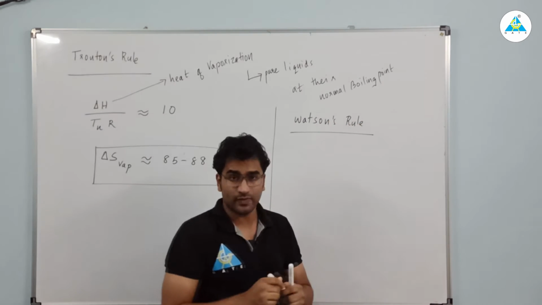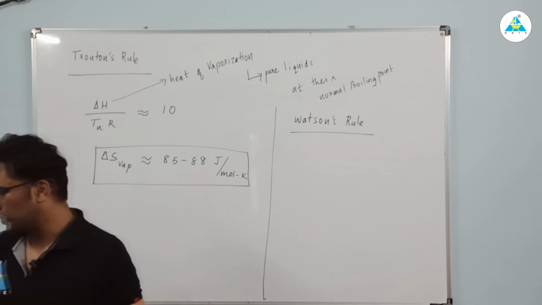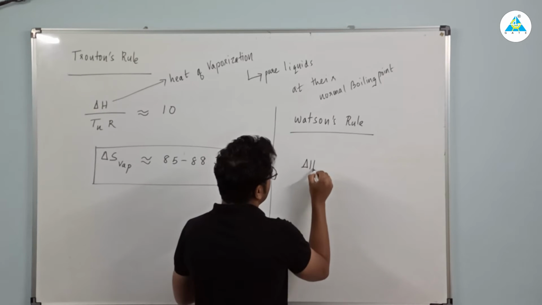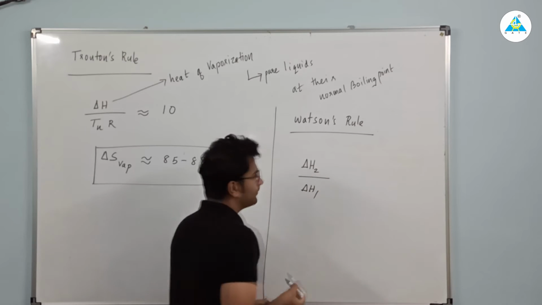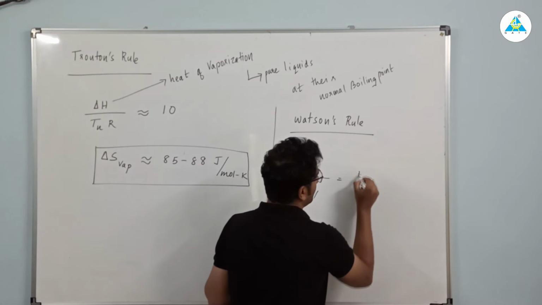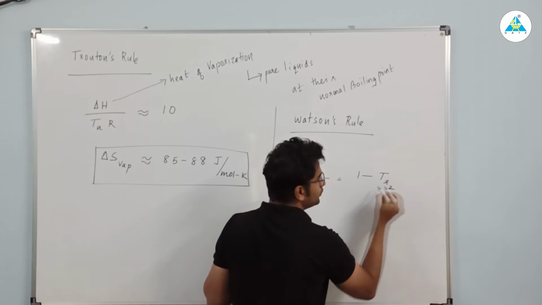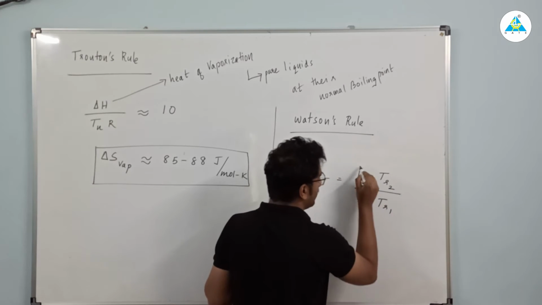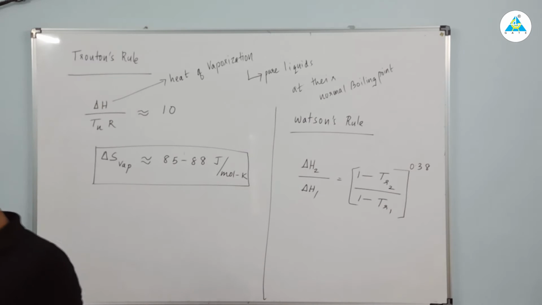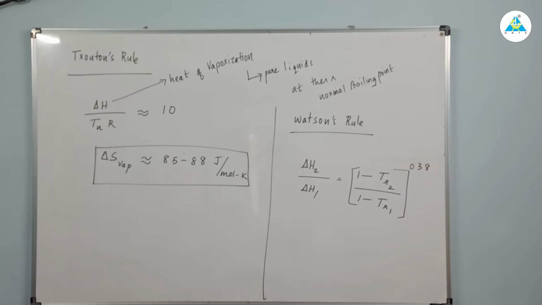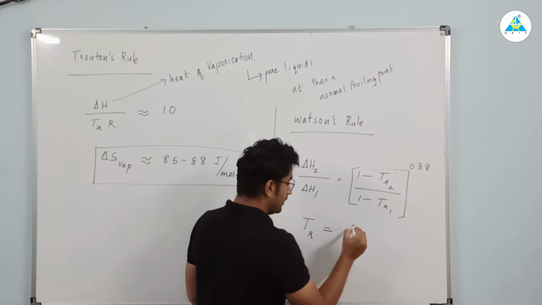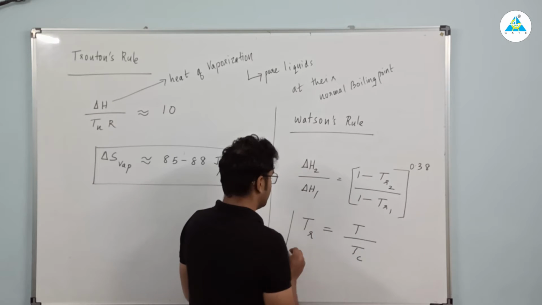The problem is we don't have any questions in GATE based on this. You can remember this. So the second equation is delta H2 divided by delta H1, that is in two cases. This will be equal to 1 minus reduced temperature 2 divided by 1 minus reduced temperature 1, whole power 0.38. I hope you know what reduced temperature is. Reduced temperature is equal to temperature divided by critical temperature.